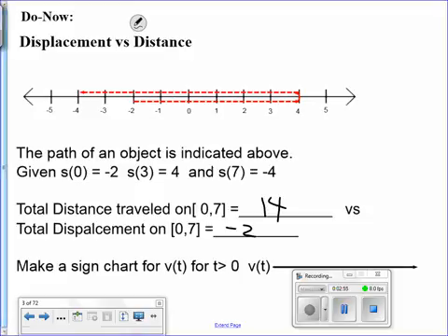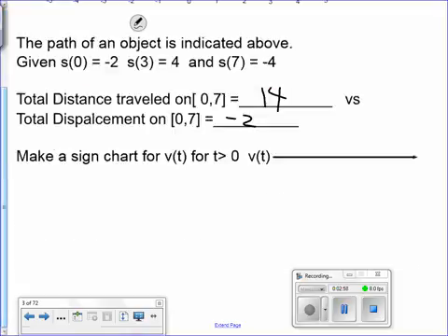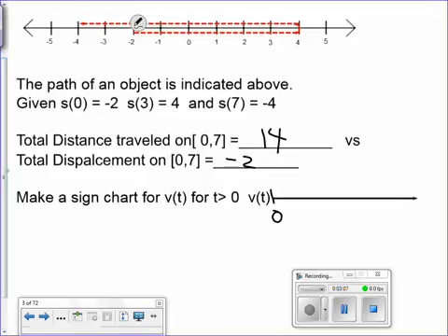Now, the last part, make a sign chart. And we always deal with time starting at 0. So when does the velocity change sign? At what time does the velocity change sign? I heard it. 3. Okay. So from time 0 to time 3, is the velocity positive or negative? Positive. He's moving to the right. And then from time 3 to time 7, velocity is negative. That's when he's moving to the left.